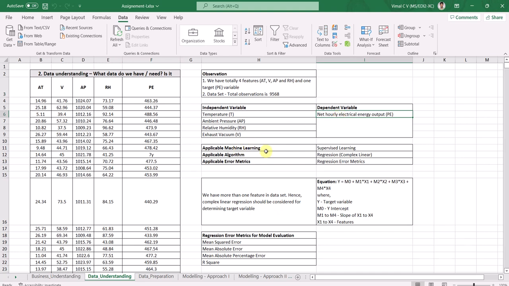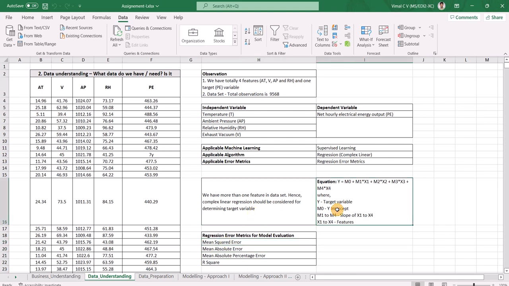The applicable machine learning approach is supervised learning, because we have data which is already labeled. The applicable algorithm is regression, because the x and y variables are linear in nature and also continuous. Also, we have more than one x variable, so multiple linear regression is the algorithm we need to apply here. The corresponding measure of model performance is regression error metrics. Under this you can see mean square error, mean absolute error, mean absolute percentage error, and R square. These are the four performance metrics which we are going to use.